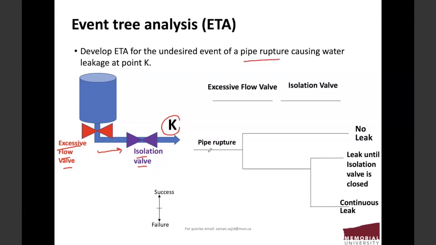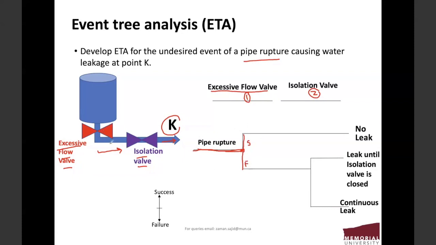So I started with the pipe rupture. And what is my first barrier here in order to stop the leakage of the water? The first barrier from the system is the excessive flow valve. That is the direction of your water here. So this is my first barrier, barrier number one, and this is my second barrier, which is the isolation valve. I start from my initiating event, which is a pipe rupture. And there could be two possibilities for my barrier number one. Either I can get a success here, or I can get the failure of this barrier.